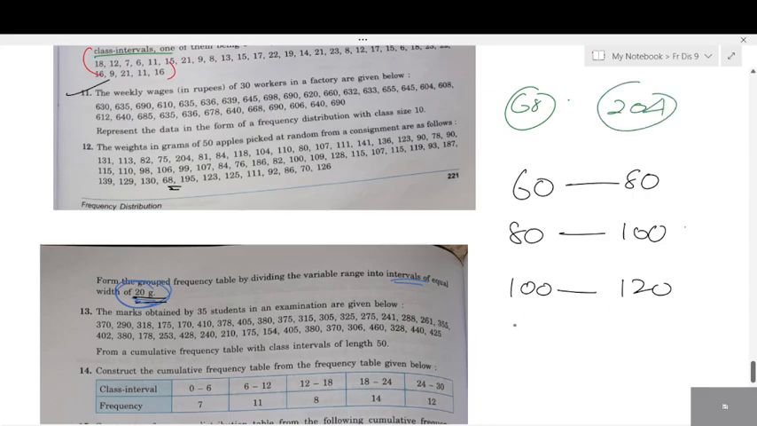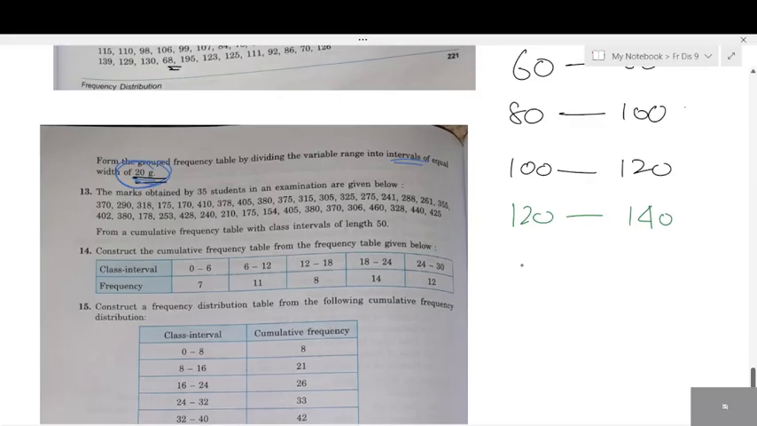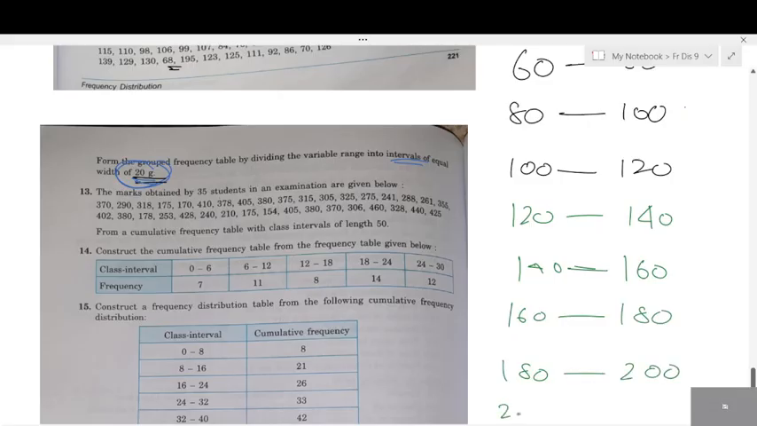After 120, what should I write? 122 to 140. After that, 142 to 160. 162 to 180. 180 to which one? 200, and 200 to? How much is 200 plus 20? Will you all complete this? All of you, the 12th one?